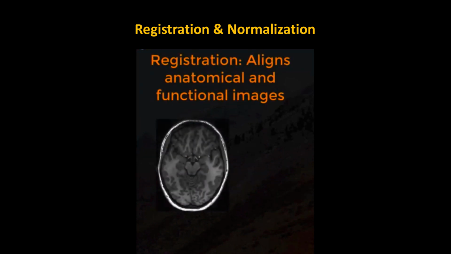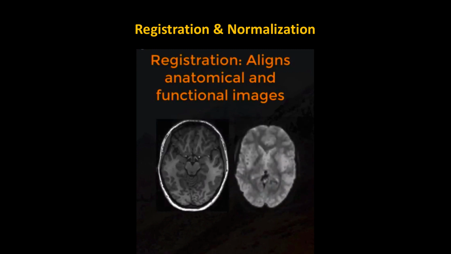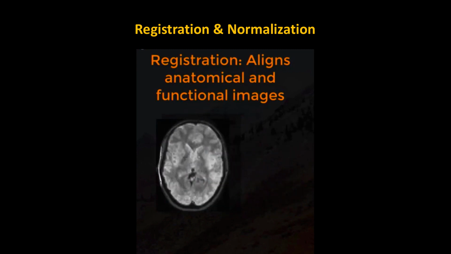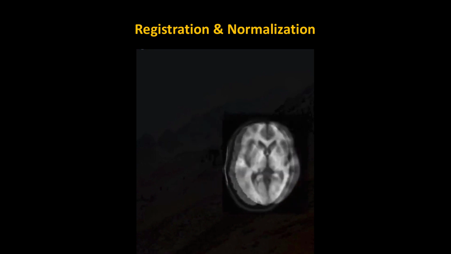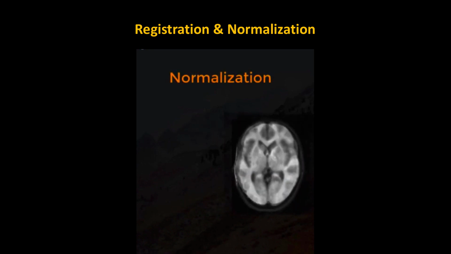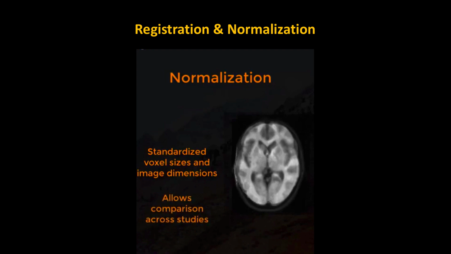Now, registration. We have our anatomical images, we have functional images. Registration aligns the two as best it can, usually by using where the functional is dark and the anatomical is bright, and then takes both of those and aligns them to some template. So that's a normalization step. The voxel sizes and image dimensions are all standardized so that you can compare them across studies.